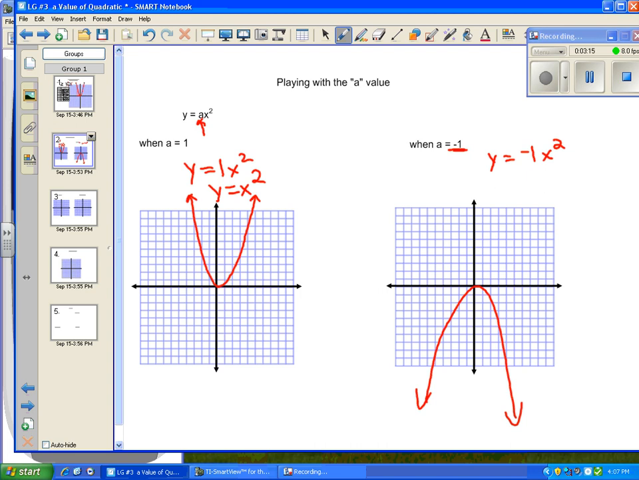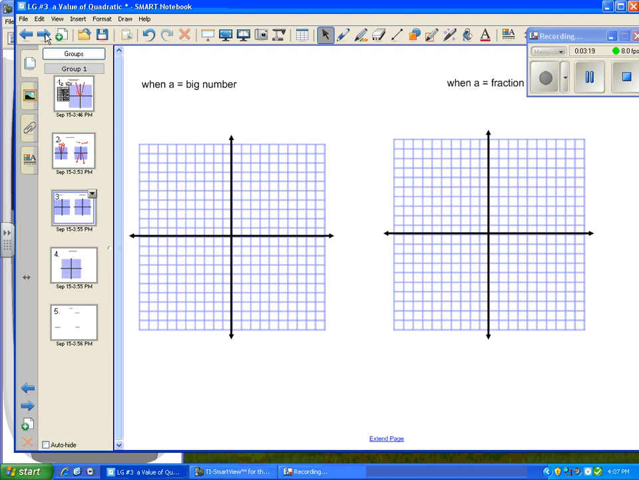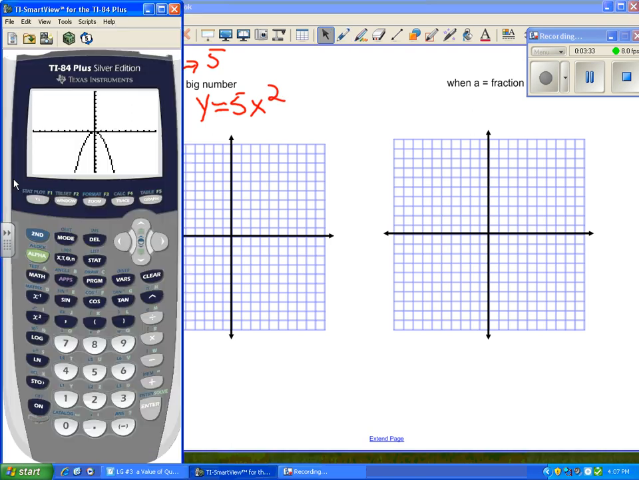So let's take a look at the next page here, which is kind of neat. Let's play with these numbers even a little bit more. What happens when the a is a big number? Let's pick a big number. Let's say a is 5. So I'm going to put 5x squared here. And let's go back to our calculator and play around. Let's see what happens. Go back to y equals here, clear this, and put in 5x squared as our value.